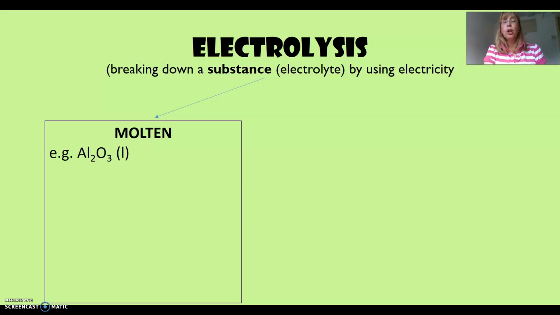So for example, from the rock bauxite, we get the compound aluminium oxide. If we use a lot of energy, we can melt the aluminium oxide and therefore split it by using electrolysis. And that's why electrolysis is very, very expensive.